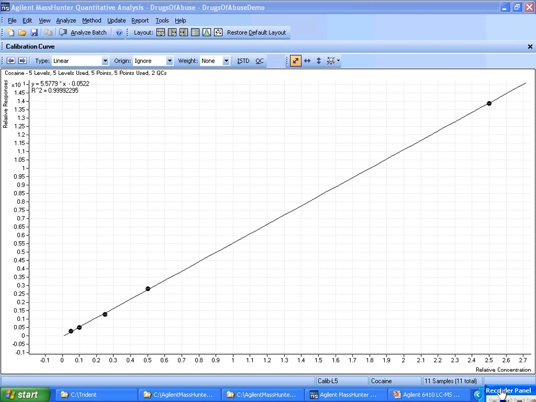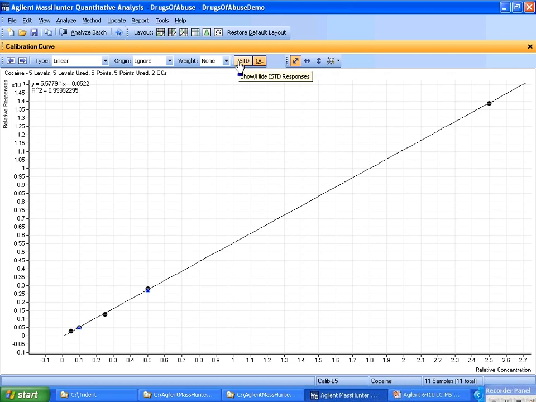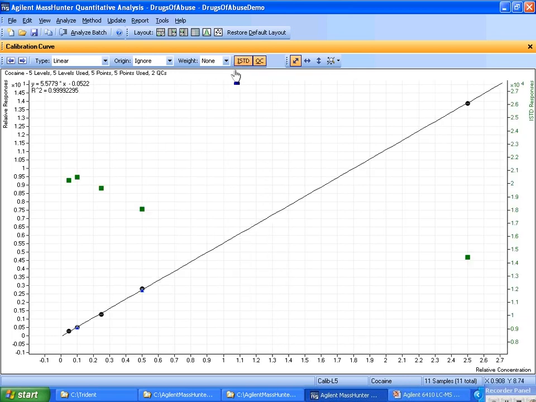Looking at my calibration curve here, I have a fit of linear, ignore, and none. I can also turn on graphically and see my QCs, which will appear as blue triangles. You can see them at level 2 and level 4. Also, I can see my ISTD response across the calibration curve levels. In this case, I've got responses that are reasonably flat across all the calibration points. That gives me visual confirmation that my ISTDs are in decent shape.